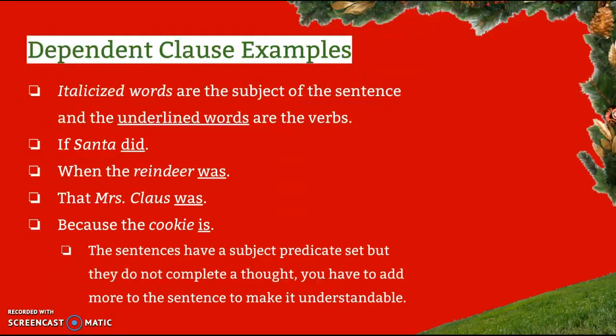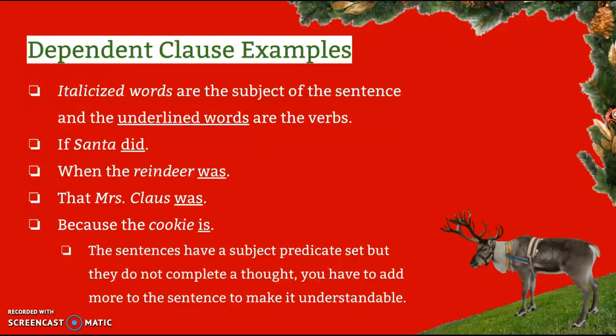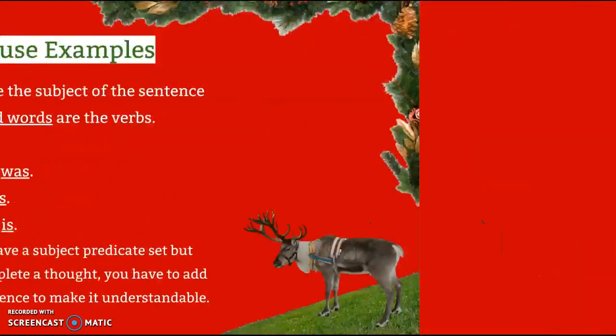So again, italicized words are going to be the subject, and underlined words are going to be the verbs, and here are examples. If Santa did, when the reindeer was, that Mrs. Claus was, and because the cookie is. Again, they have subject-predicate sets, Santa did, reindeer was, Mrs. Claus was, and cookie is, but they don't complete a thought, and you need to add more to make it a readable sentence.